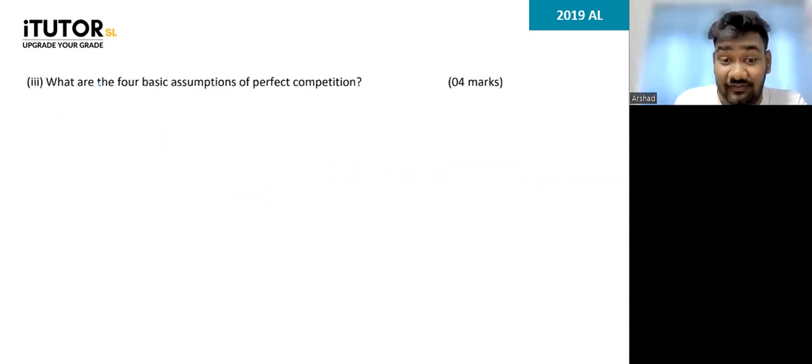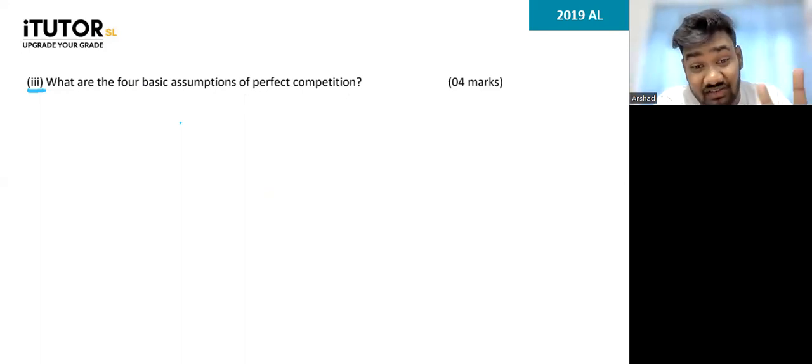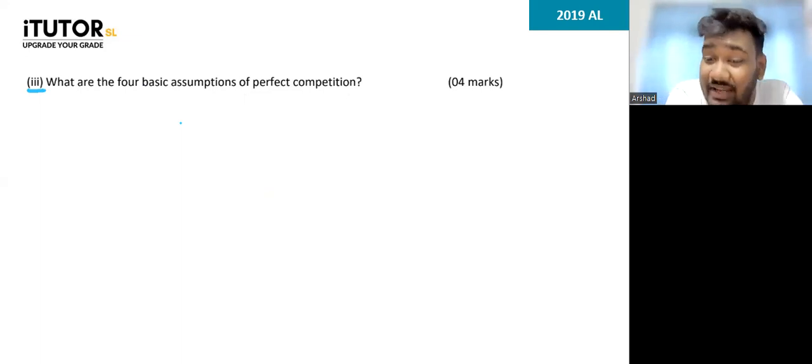What are the 4 basic assumptions of perfect competition? Guys, when they say assumptions, what should you write? You write the characteristics. They're not asking for anything else. When they ask what are the 4 basic assumptions of perfect competition, they're asking for the characteristics. So what are the characteristics? They're talking about the main ones.